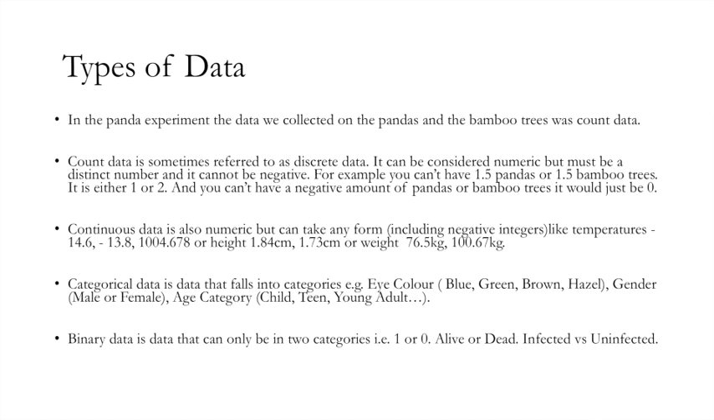And the last one you may not have heard of or might not come across is binary data. And this is where we only have 2 categories, a 1 or a 0, yes or a no, alive or dead, infected or uninfected. Okay, there's only 2 states that you can be, and we call that binary data.